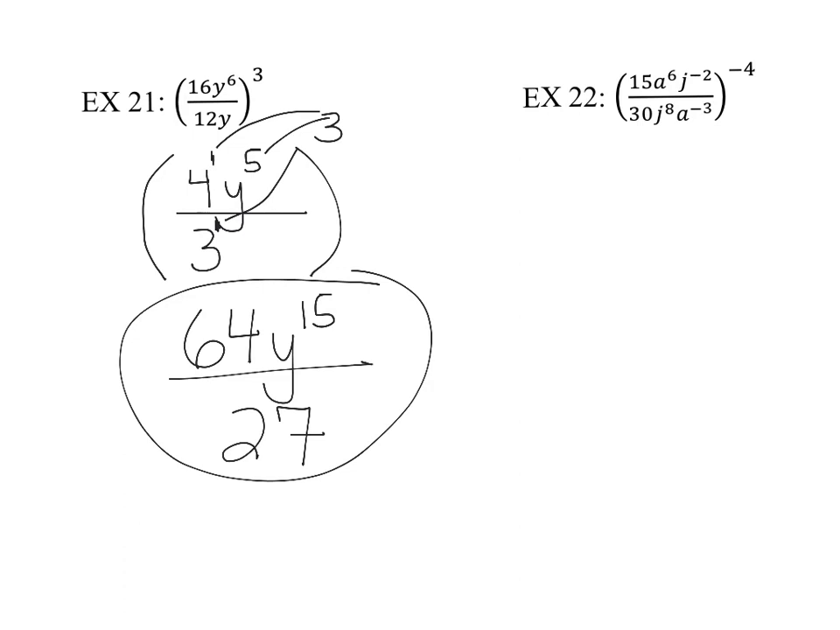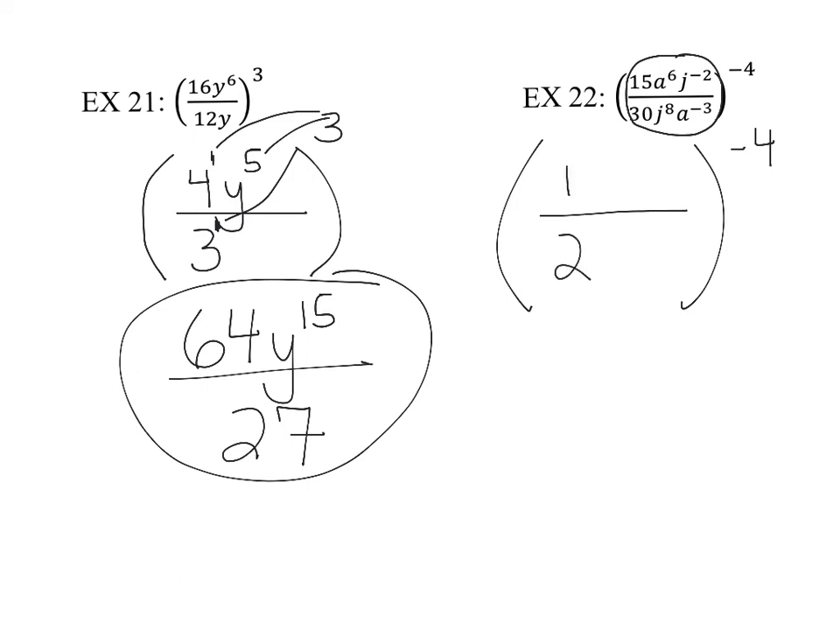The next one. Let's simplify the inside part first. I know a lot of you look at that negative 4 on the outside and immediately flip it. Technically, you're allowed to do that, but I think the problem's going to be easier if we are just consistent and we simplify the inside part first. All right, so I'm going to make a fraction bar. I'm going to put that negative 4 out here so don't forget about it. Make my fraction bar. 15/30ths. That's 1/2. So I'm going to put 1/2 there.